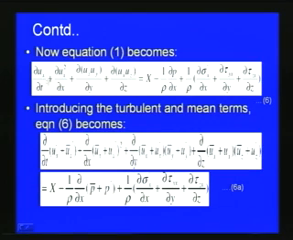So, we can write del u x by del t plus del u x square by del x plus del u x u y by del y plus del u x u z by del z is equal to X minus 1 by rho del p by del x plus 1 by rho del sigma dash x by del x plus del tau y x by del y plus del tau z x by del z. Now we will introduce the turbulent and mean terms. So, this is now the Cauchy's equation of motion transformed as in equation number 6.